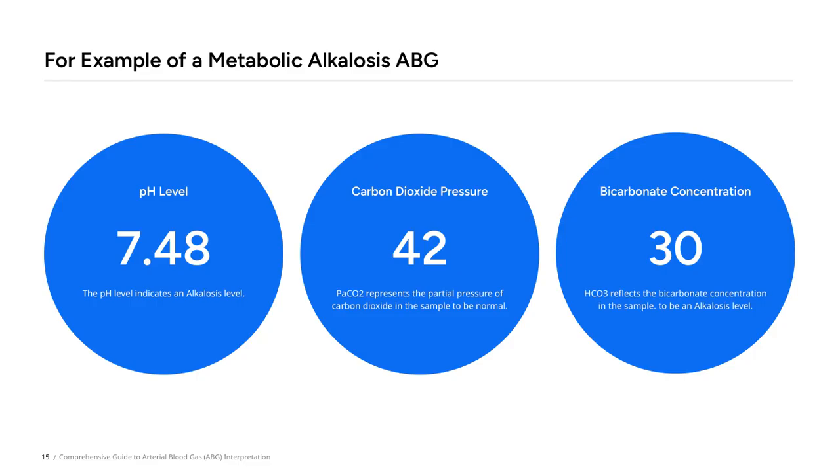Then, we look at the pH level, which indicates the overall acidity or alkalinity of the blood. A pH of 7.48 confirms that we're dealing with an alkalosis situation. Putting it all together, the elevated bicarbonate and the increased pH tell us we're dealing with a metabolic alkalosis, especially since the PaCO2 is normal. This example helps us understand how each parameter provides a piece of the puzzle, and analyzing them collectively allows us to accurately interpret the acid-base status.